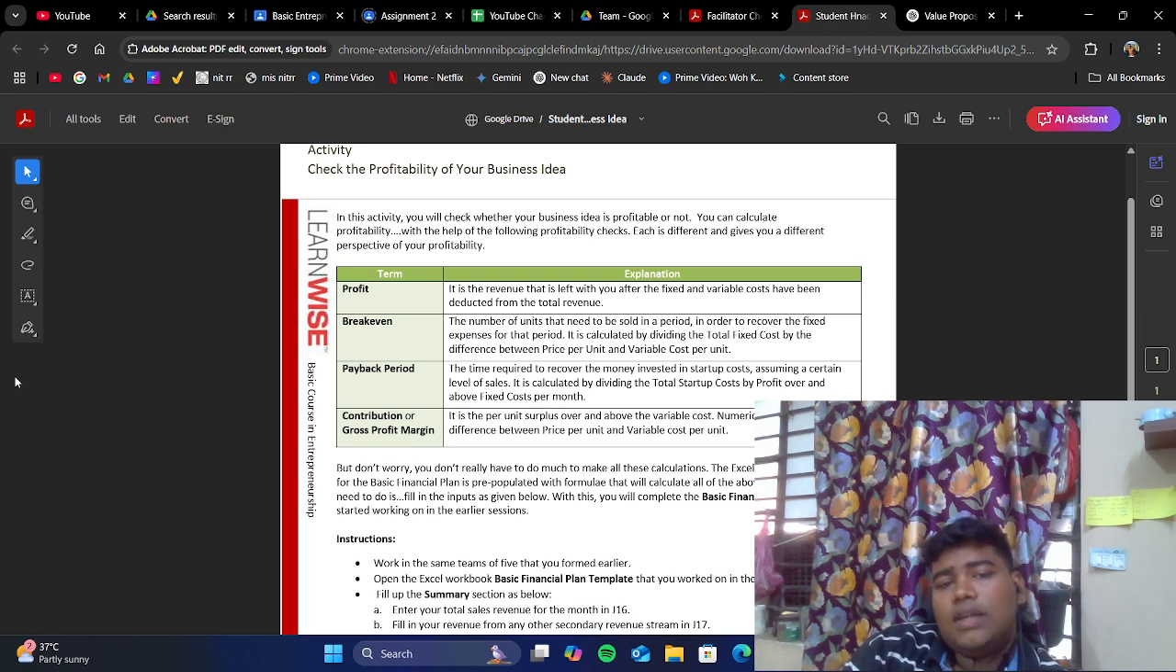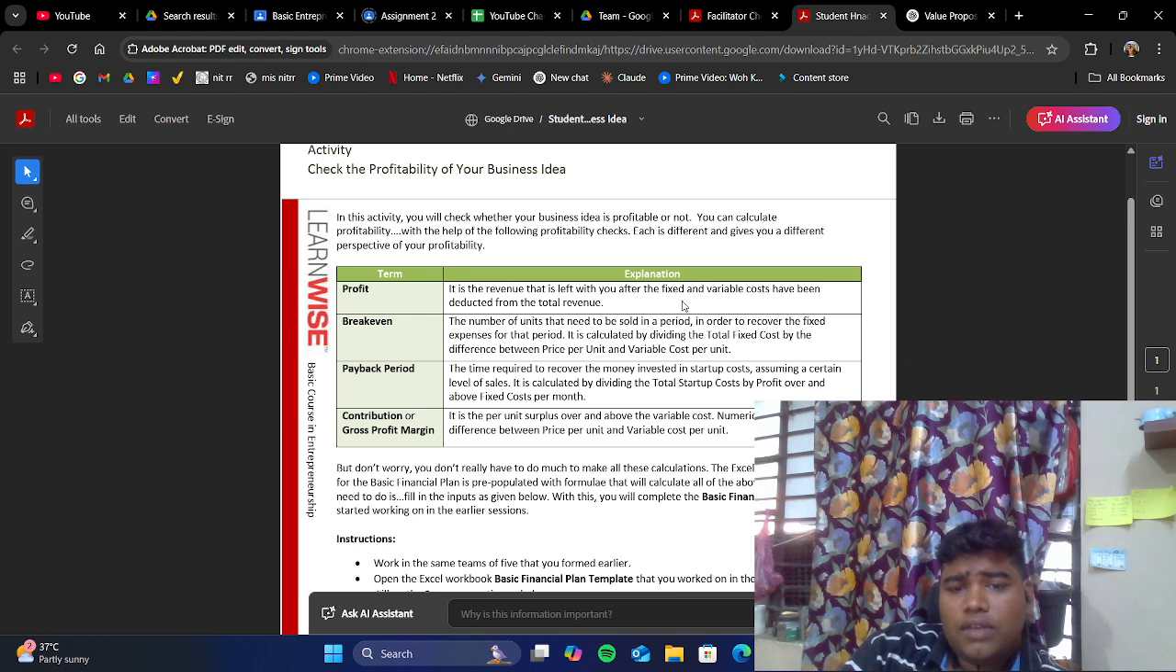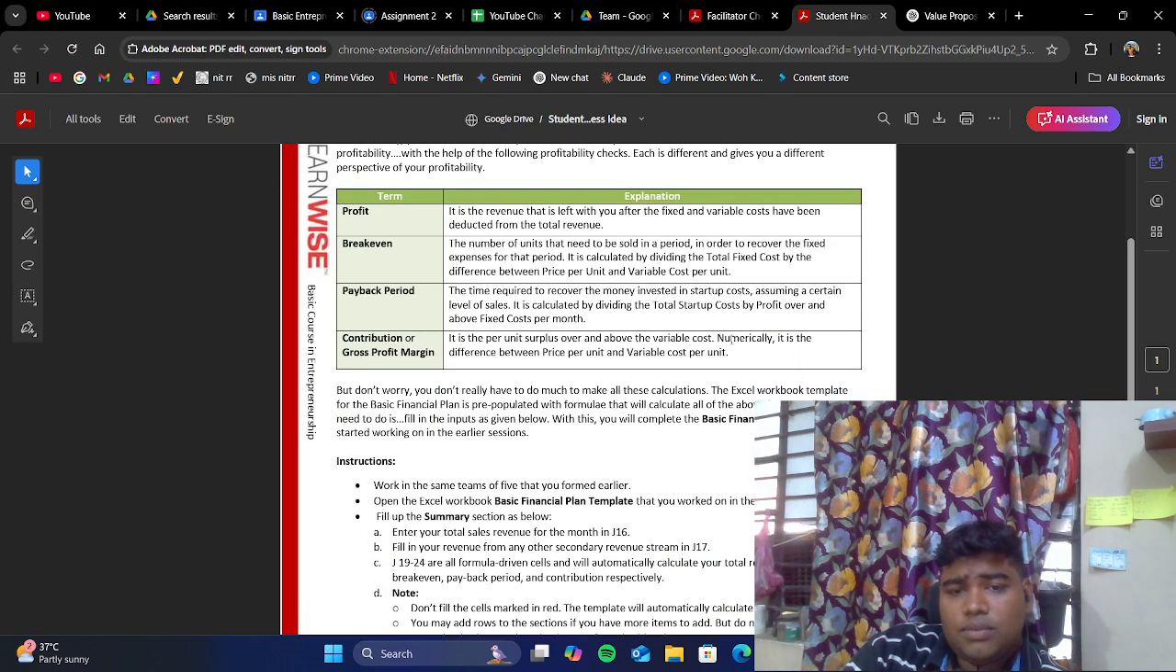Break even period is the time period required to recover the money invested in the setup cost, assuming a certain level of sales. Then contribution or profit margin, the gross profit margin per unit, is the per unit surplus over the variable cost. Numerically, it is the difference between the unit price and the variable cost per unit.